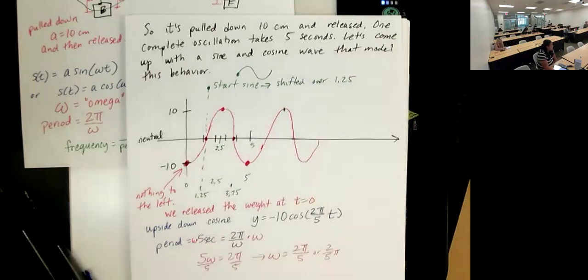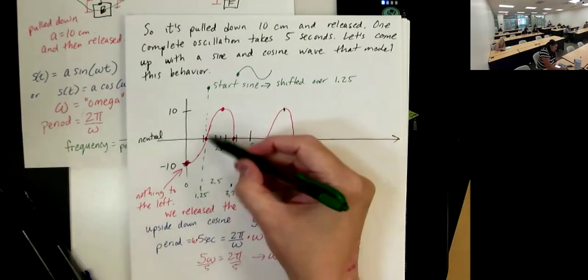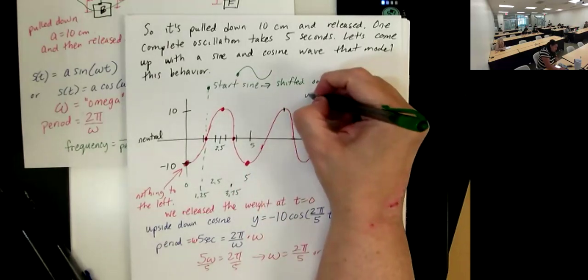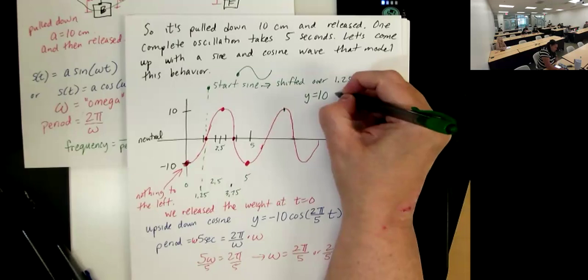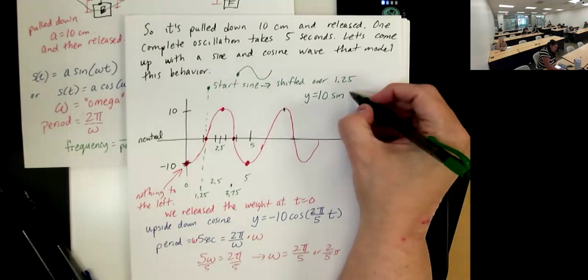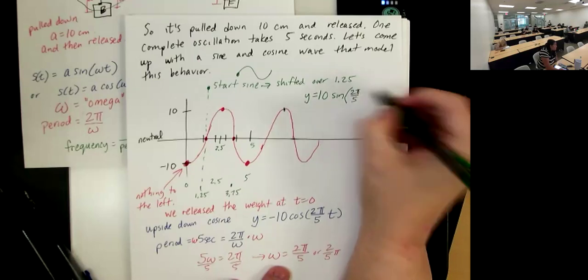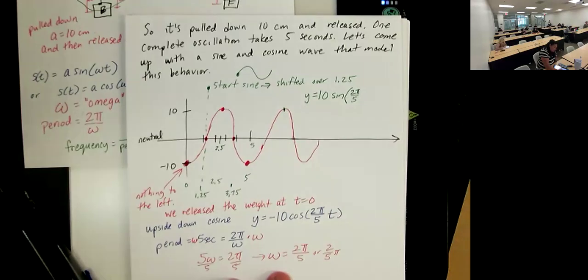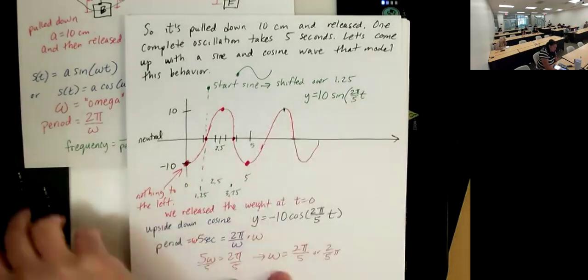1.25. If I started there, it's starting a normal thing, and I could do y equals a positive amplitude. My omega hasn't changed. But I need to think about what I'm going to put in there for my phase shift.